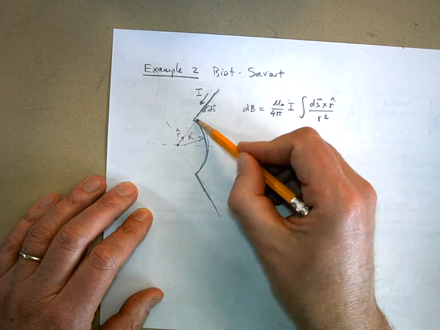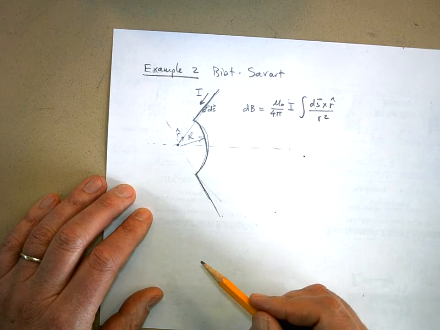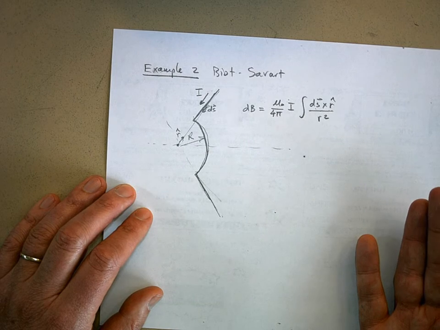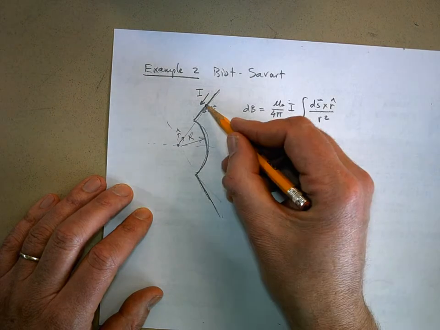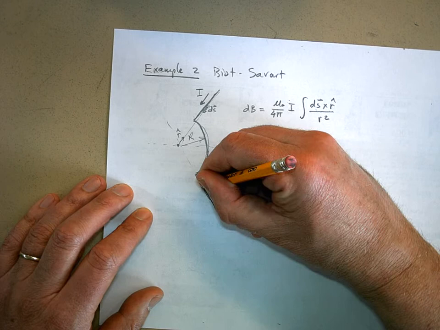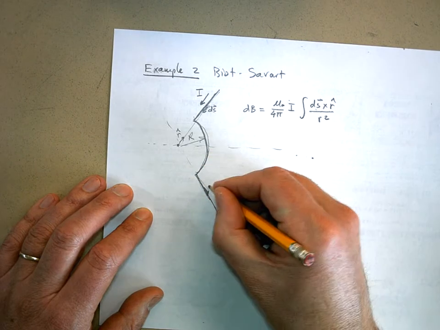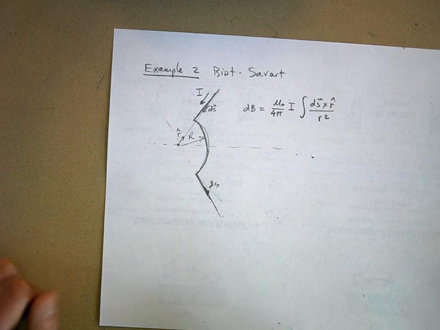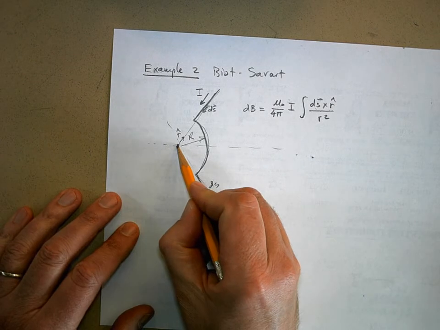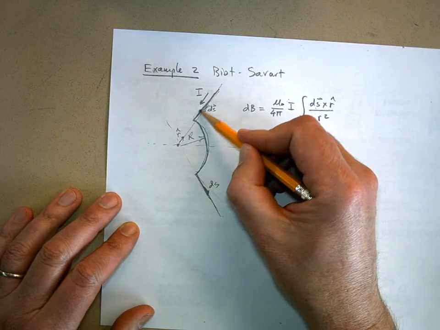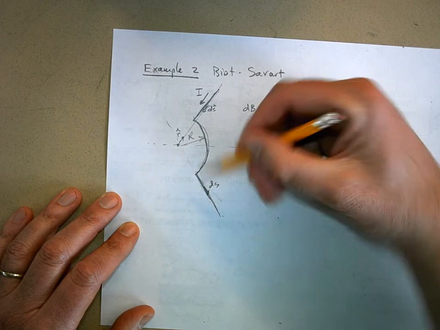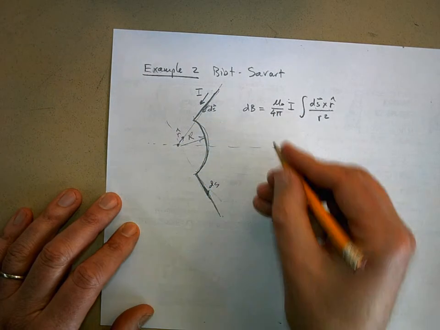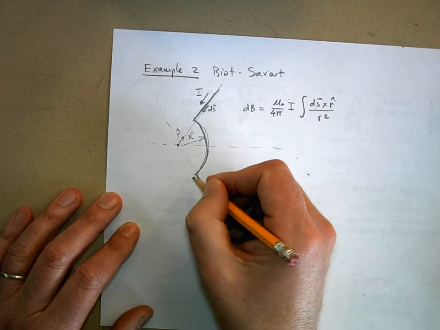What's true about ds and r hat? They're parallel. What happens to a cross product when the vectors are parallel? It's 0. So when ds is going away like this, here's ds over here, you get nothing. There is no magnetic field contributed to this point in space due to the current here or the current here. But the current over here, it is. Okay? So that's all we need.